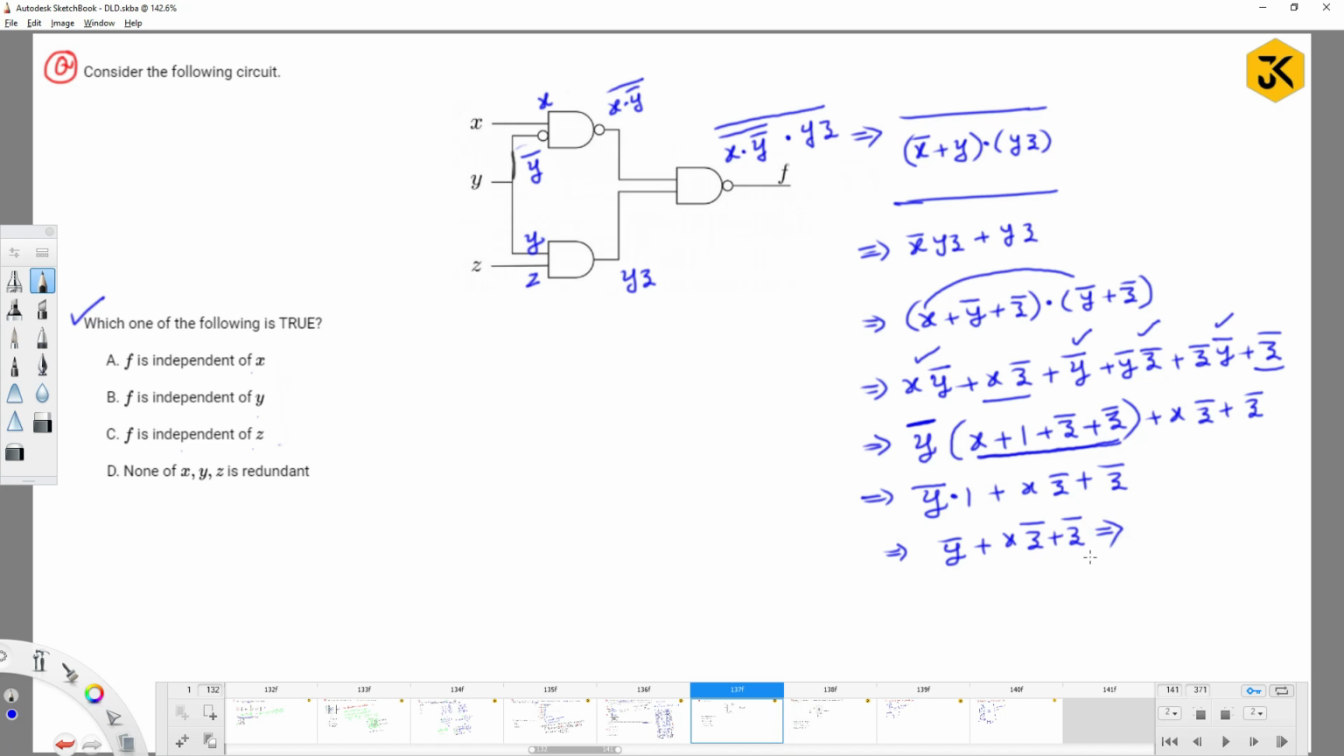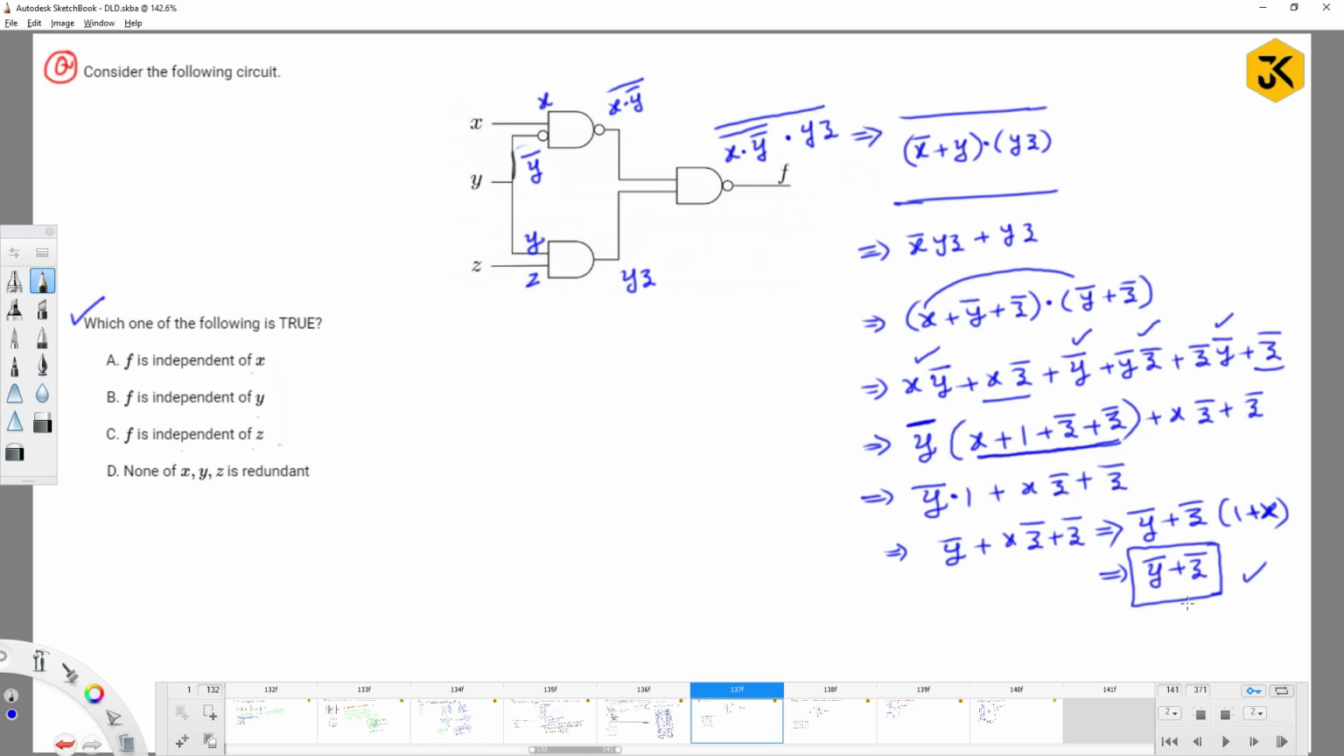Now if you try to solve this expression once again, y bar plus, if you take z bar common, you are going to get 1 plus x. If you simplify once again, 1 plus any value is 1. So y bar plus z bar. Can you solve this expression further? No, we can't. So this is the final reduced expression.